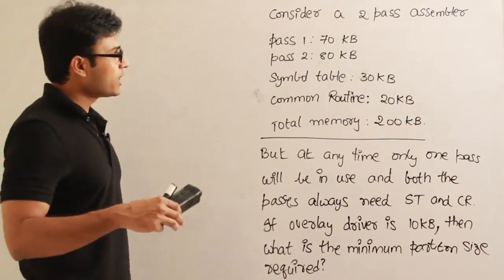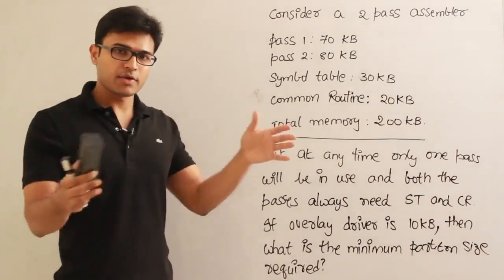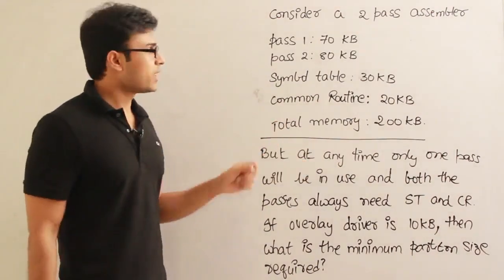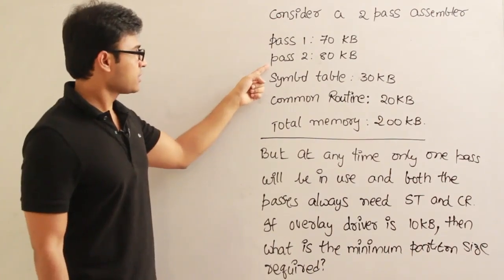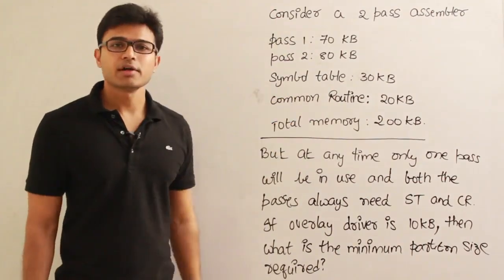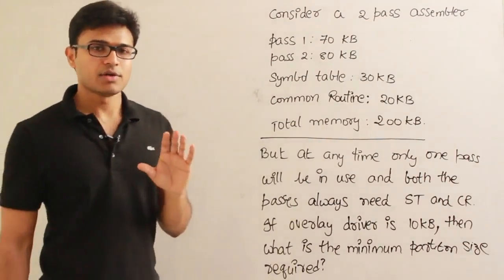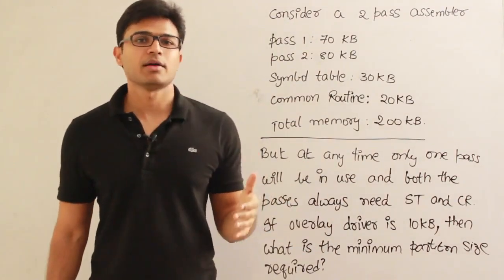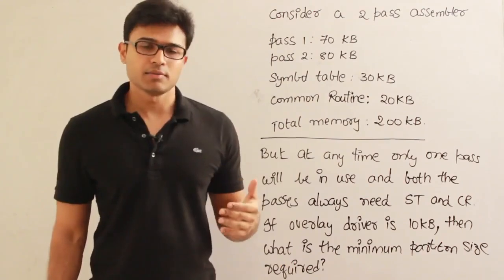So if you look at the process as a whole, as one entity, it will contain the first pass requirement, second pass requirement, symbol table and common routines, and all of them put together is going to be 200 KB. Therefore, if you don't have the concept of overlays, you are supposed to have a partition which is going to hold 200 KB.